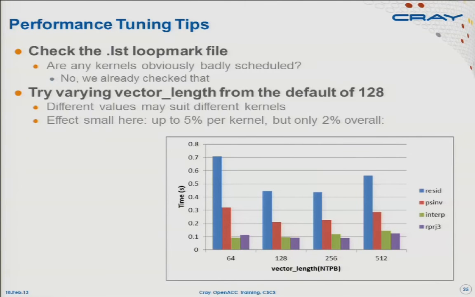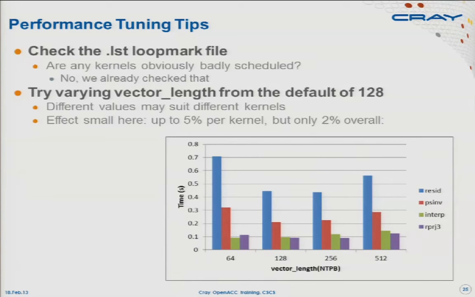So we've checked the loop mark things for bad scheduling. We could try varying the vector length from the default of 128. So here's the 4 main kernels. Here's the time they take for different choices of threads per block. And so which is the lowest of the blue? Well, the lowest of the blue is kind of 128, 256, maybe 256 by a whisker. Red is best at 128.